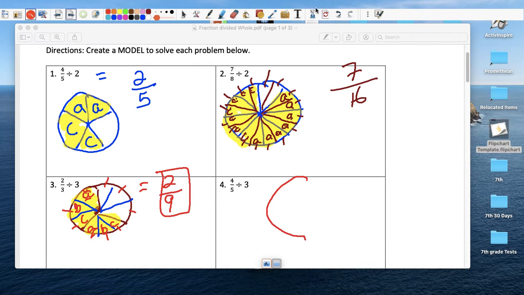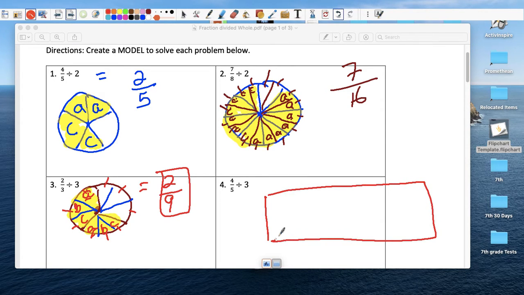4/5. You know what? Let's change it. Let's do a rectangle. So I'm going to make a big one here. 1, 2, 3, 4, 5. And let's shade in 3. Okay, we're going to shade in 4. I'm sorry.